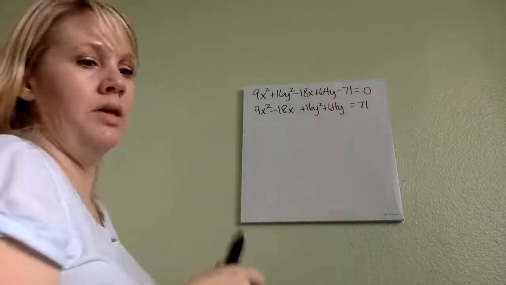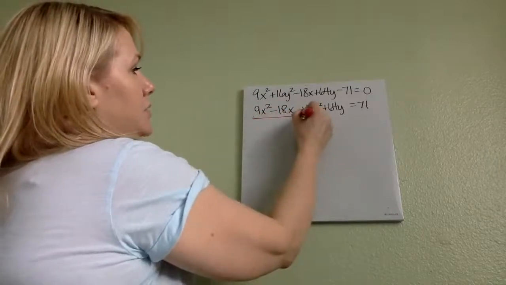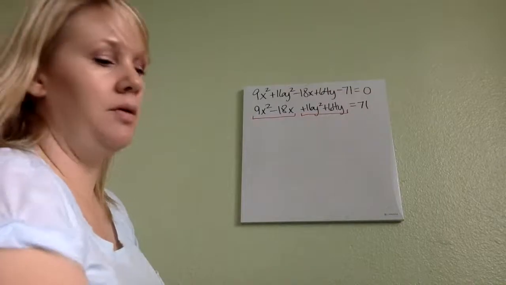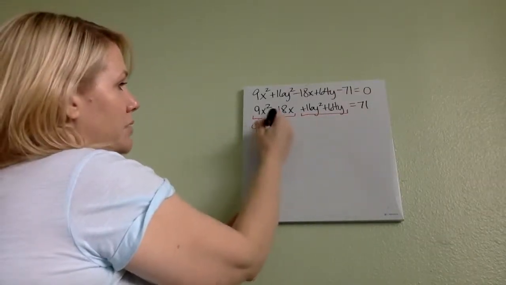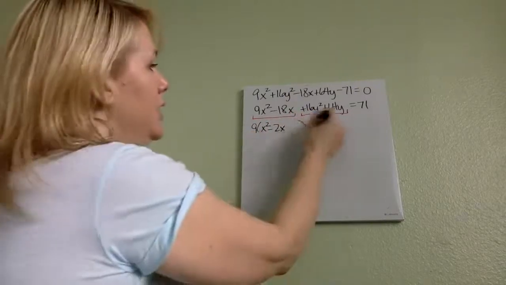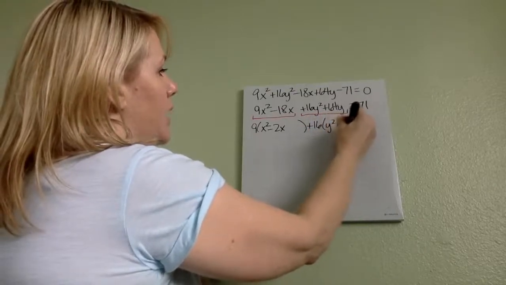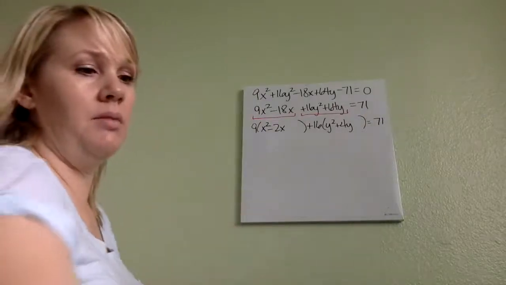And then I'm going to look at just the 9x squared 18x, just the 16y squared 64y, and I'm going to factor out the leading coefficient. So the 9 in this case factors out, and I'm left with x squared minus 2x, and then I'm going to add that number in there that completes the square. Same thing here, I'm going to factor out the 16, leaving me with y squared plus 4y, and then I'm going to add my number that completes the square.